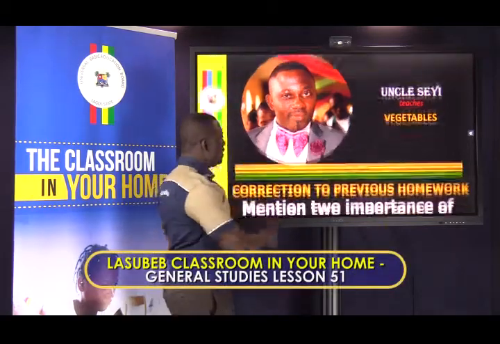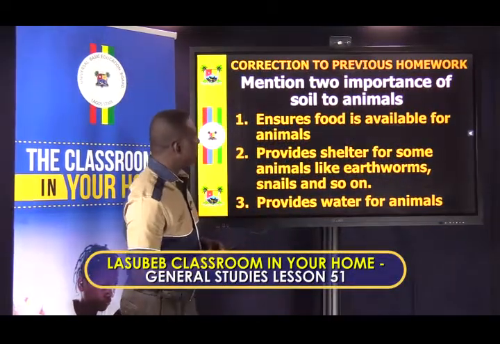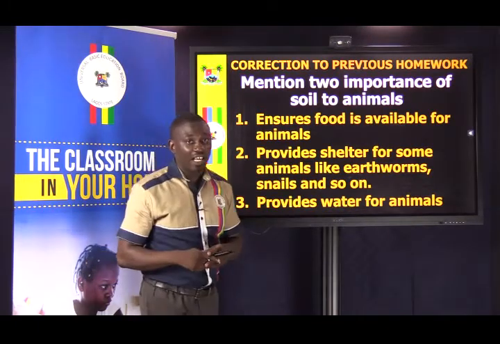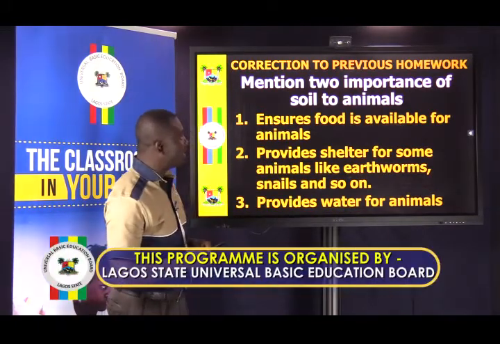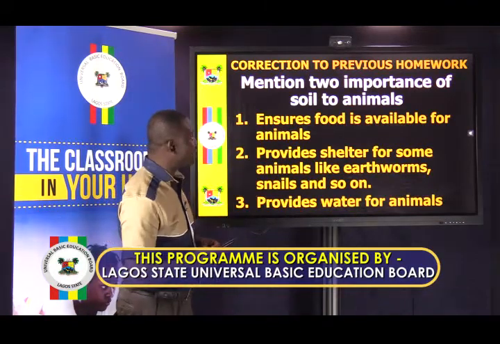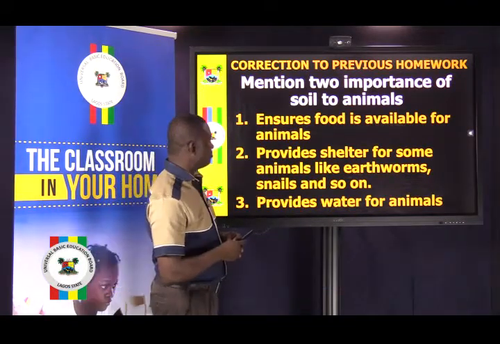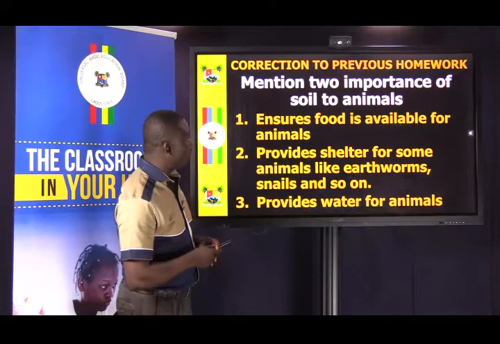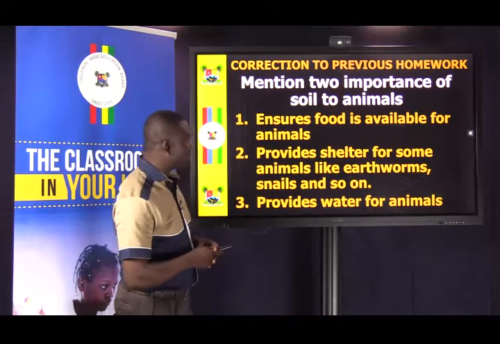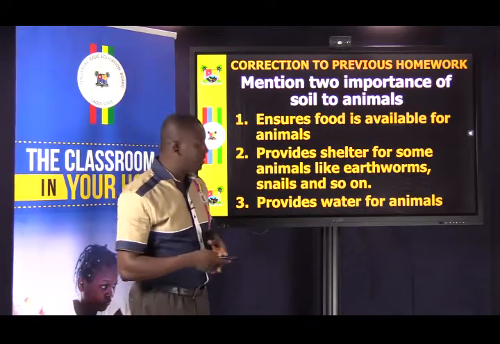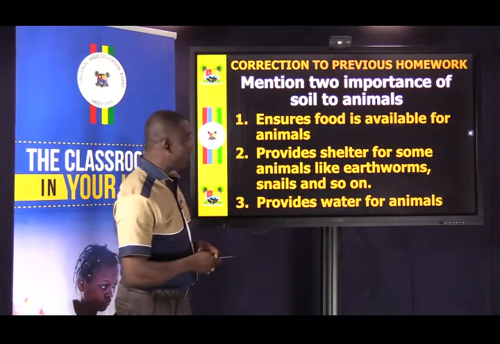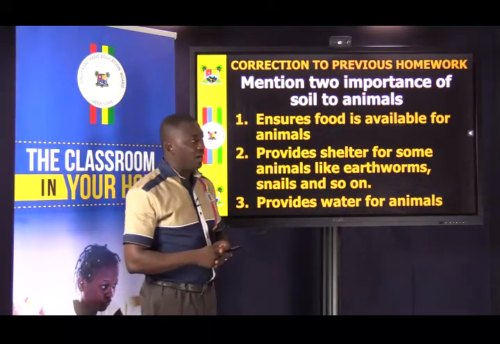But before we go into today's topic, let us have corrections to our previous homework. In our last class, you were asked to mention two importance of soil to animals. What are the importance of soil to animals? Soil ensures food is available for animals. Soil provides shelter for some animals like earthworms, snails, and so on. Soil also provides water for animals.